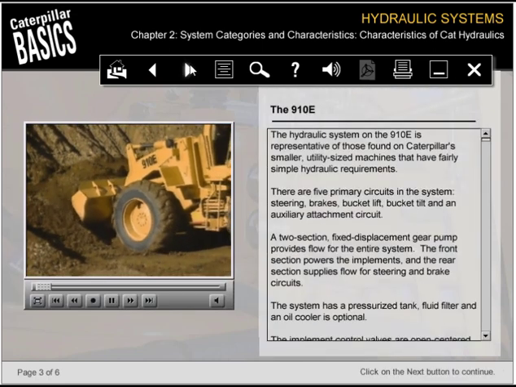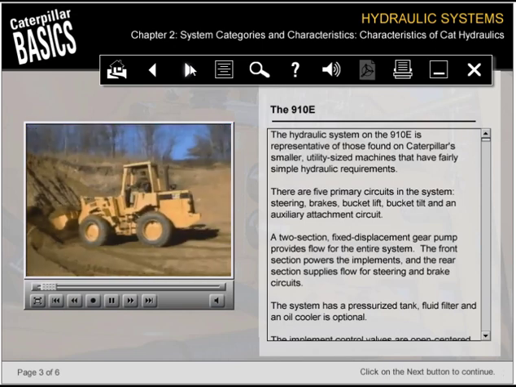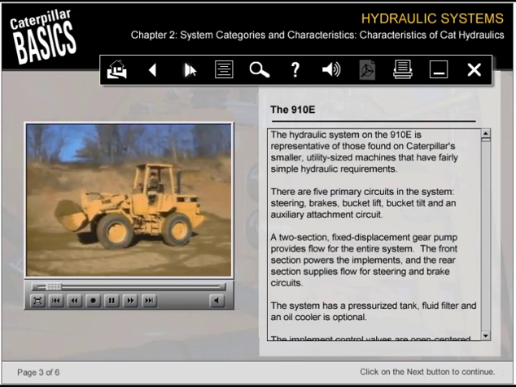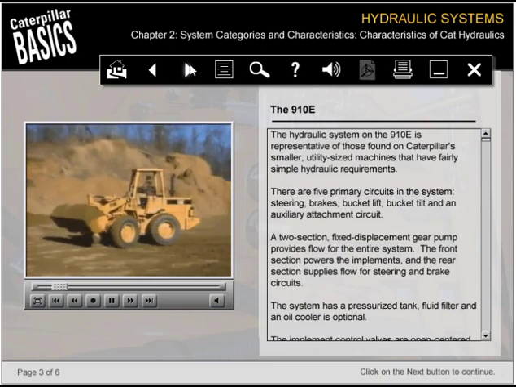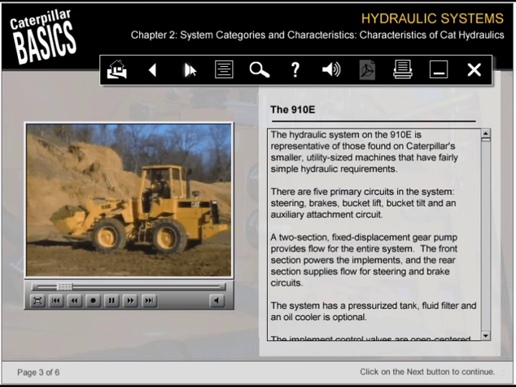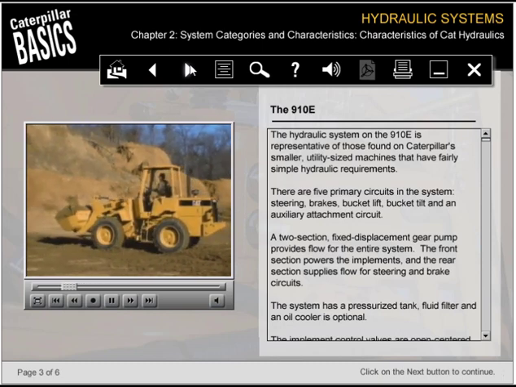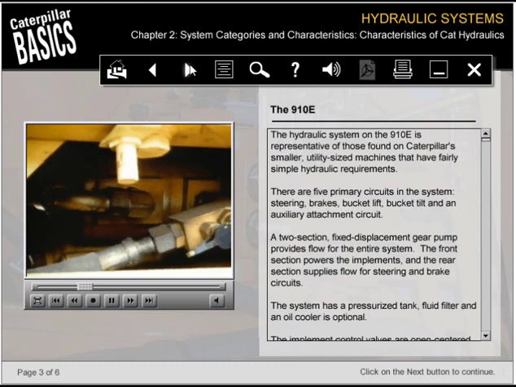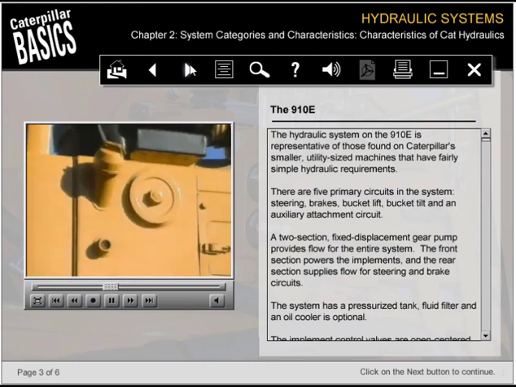The hydraulic system on the 910E is representative of those found on Caterpillar's smaller, utility-sized machines that have fairly simple hydraulic requirements. There are 5 primary circuits in the system: steering, brakes, bucket lift, bucket tilt, and an auxiliary attachment circuit. A 2-section fixed displacement gear pump provides flow for the entire system. The front section powers the implements, and the rear section supplies flow for steering and brake circuits. The system has a pressurized tank, fluid filter, and an oil cooler is optional.